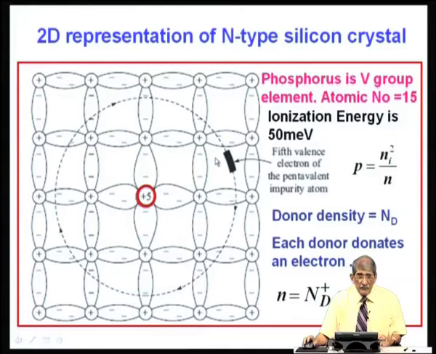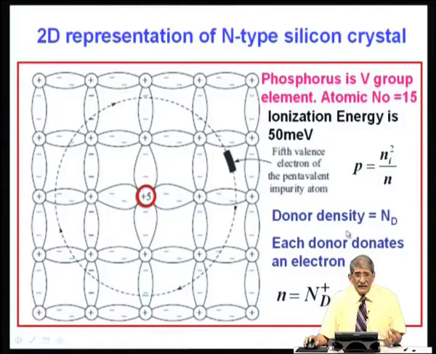It can be knocked out with very small energy, like 50 milli electron volts. That means, even at room temperature, this particular electron will be available as a free electron. So, what it implies is, when I introduce one phosphorus atom into the lattice, it releases one free electron to the lattice. That is, it donates one free electron. That is why it is called a donor atom. And the donor density, you call it as ND.